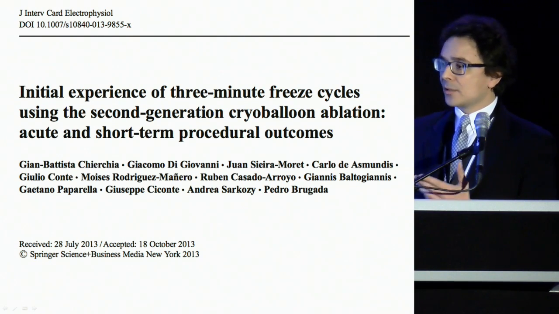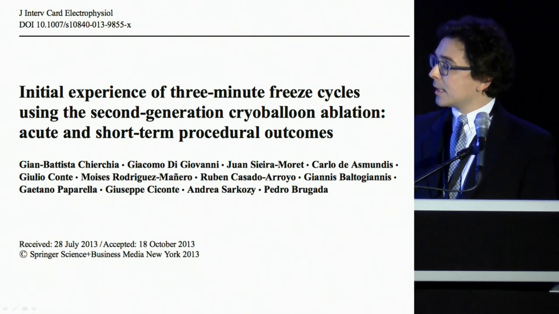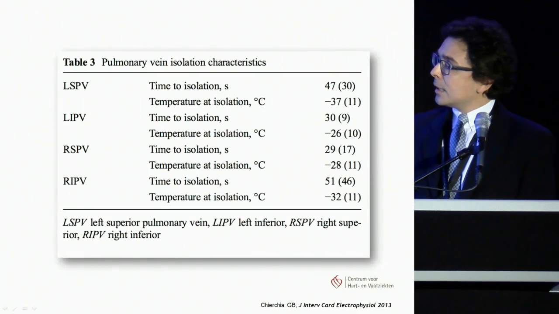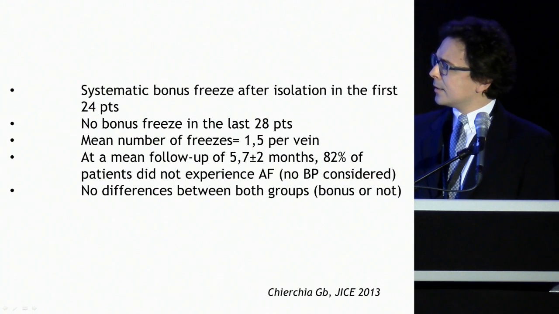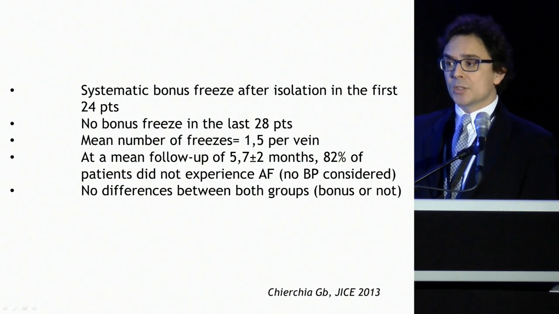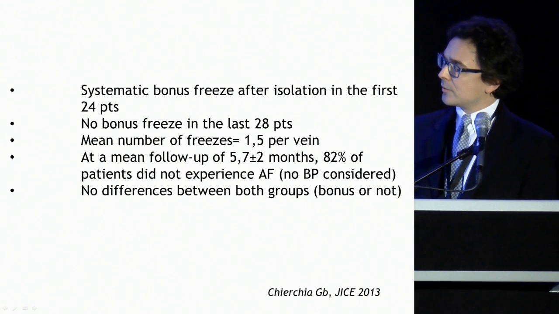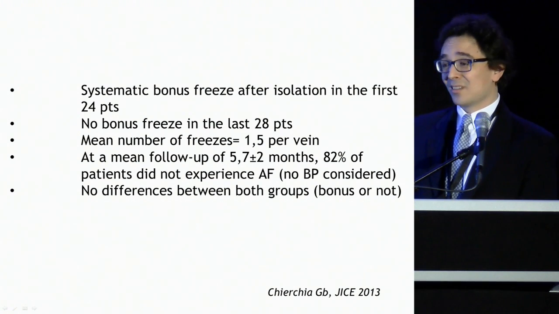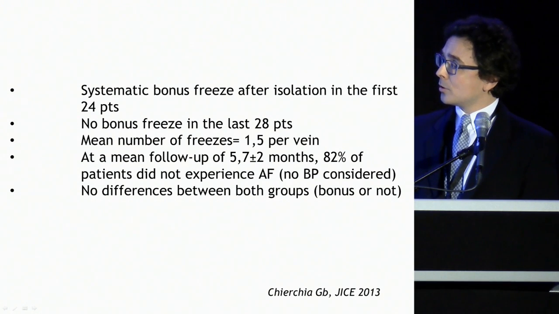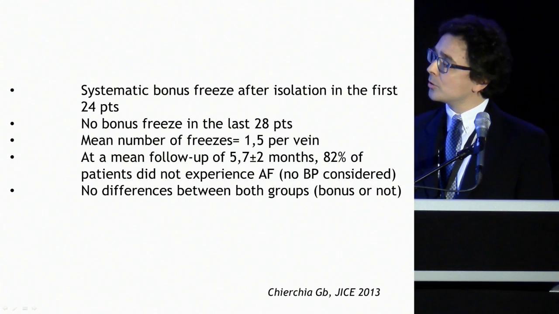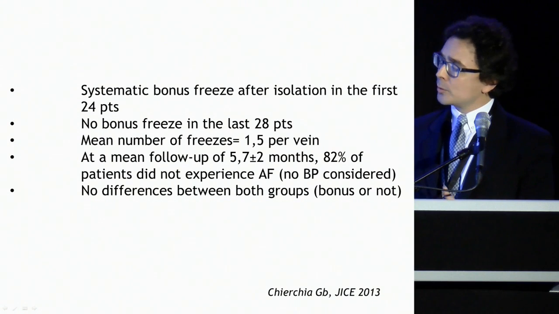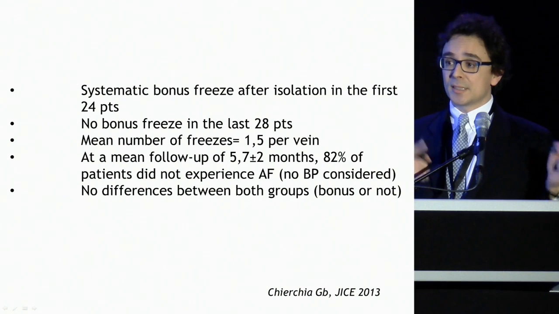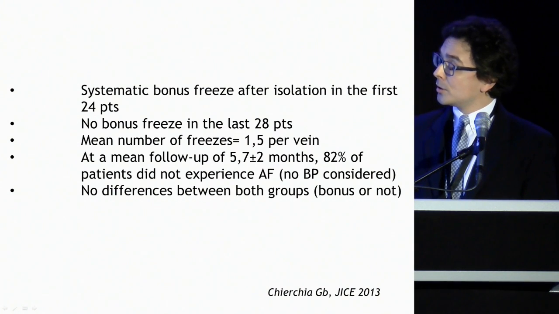within that freeze. We're now also analyzing predictors of what can ensure us the permanency of isolation. But anyway, what we saw is that we analyzed a total of 52 patients. In the first 24 patients, we were giving a bonus freeze after isolation, and no bonus freeze was given in the last 28. Now, I accept that the major limitation of this study is the fact that the follow-up is only barely 6 months. But it does give an idea that, first of all, a single freeze is enough to isolate the majority of veins with the second-generation cryoballoon. And moreover, during this first 6 months, of course, we did not calculate a blanking period, because it would have been a follow-up of just 3 months then. 82% of patients did not experience atrial fibrillation, and there was no difference between the single versus the double freeze group.